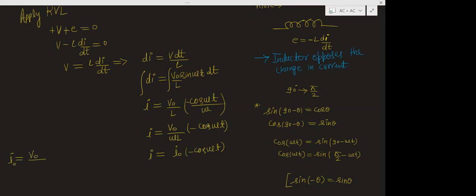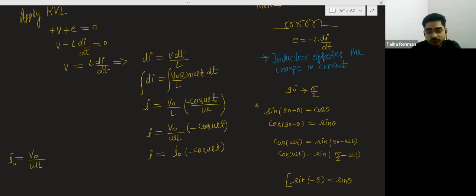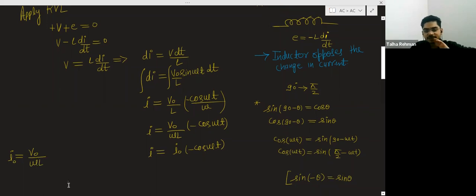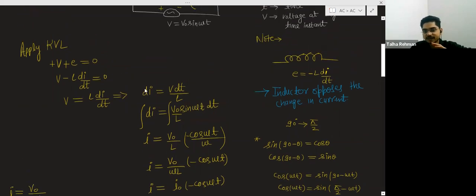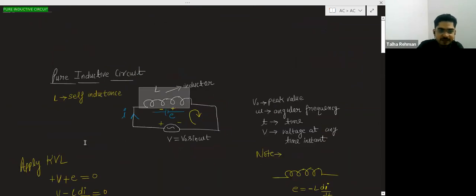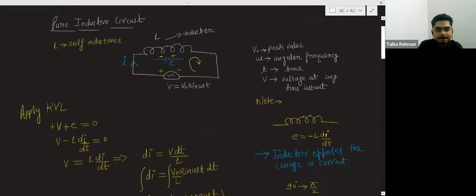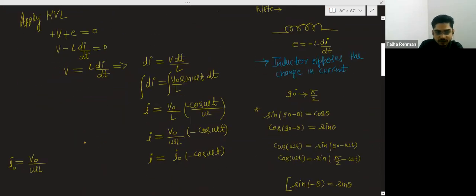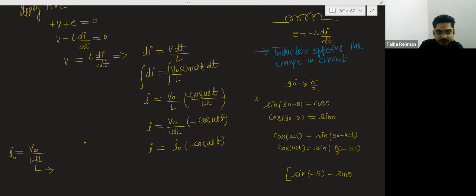Now here a new term is introduced. We know that current is voltage by resistance. So this will be something like a resistance, and here is the inductor. This omega L is known as the inductive reactance.